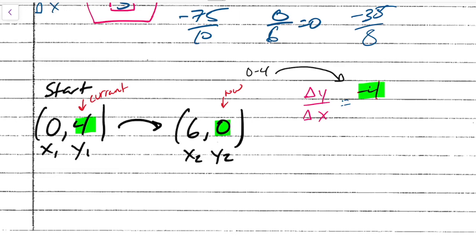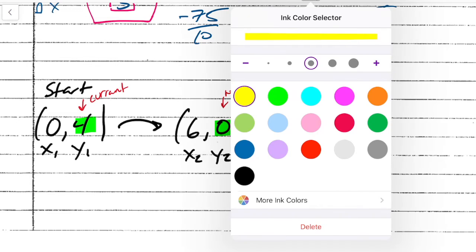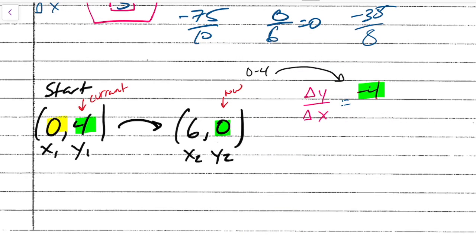Okay, and then we have the change of X. Well, X current is 0. Now it's 6. Oh, that's positive 6. All right, so in this problem, we would get a slope of negative 4 over 6. Well, how does 0 and 6 add up to equal 6? Well, you could do 0 plus 6, or I could do 6 minus 0, would still equal 6.